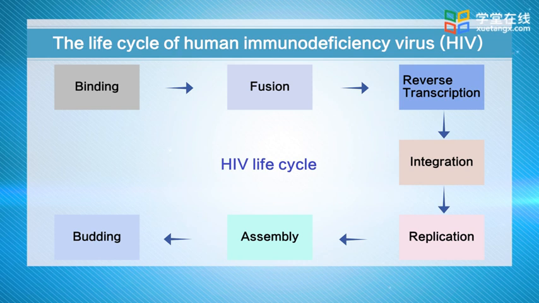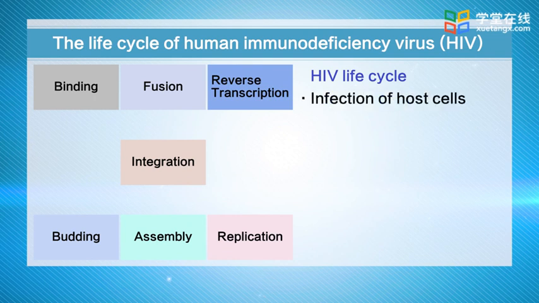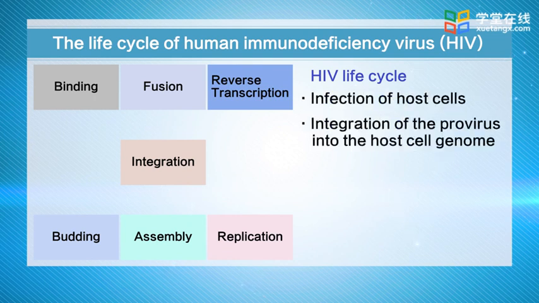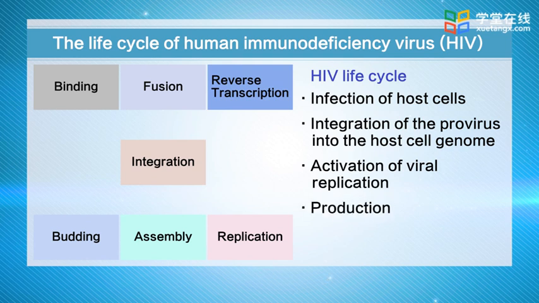This process, which is carried out in 7 steps called the HIV life cycle, includes binding, fusion, reverse transcription, integration, replication, assembly, and budding. Therefore, the life cycle of HIV consists of infection of host cells, integration of the provirus into the host cell genome, activation of viral replication, production, and the release of the infectious virus.